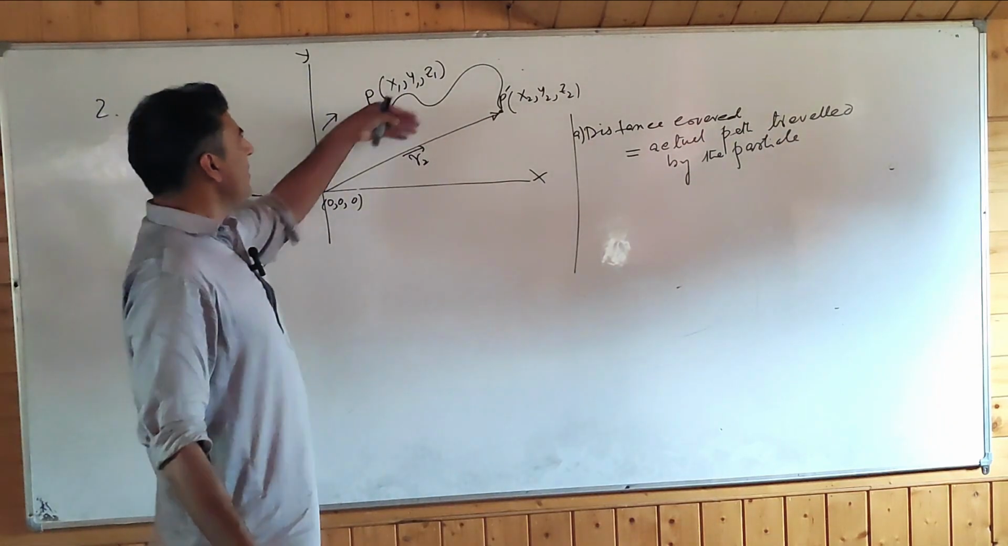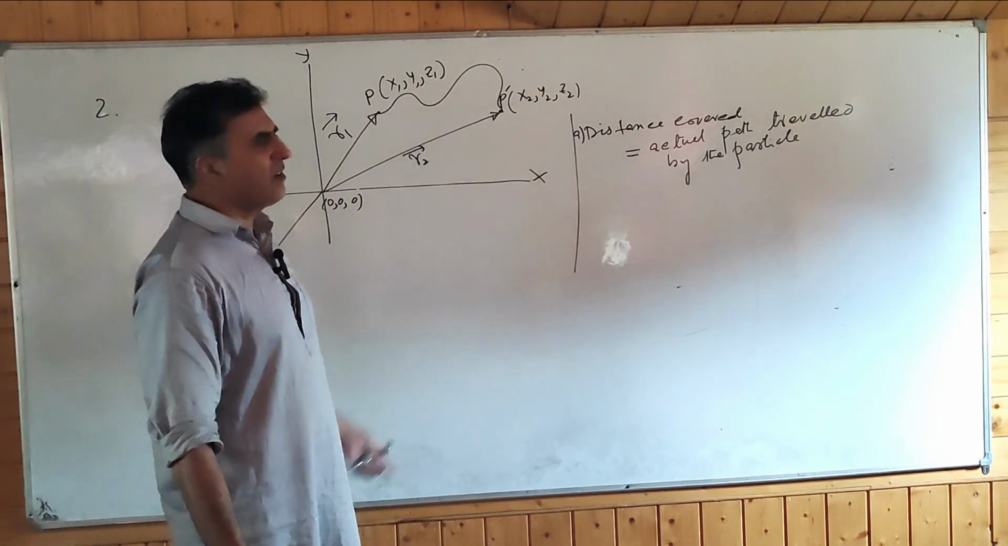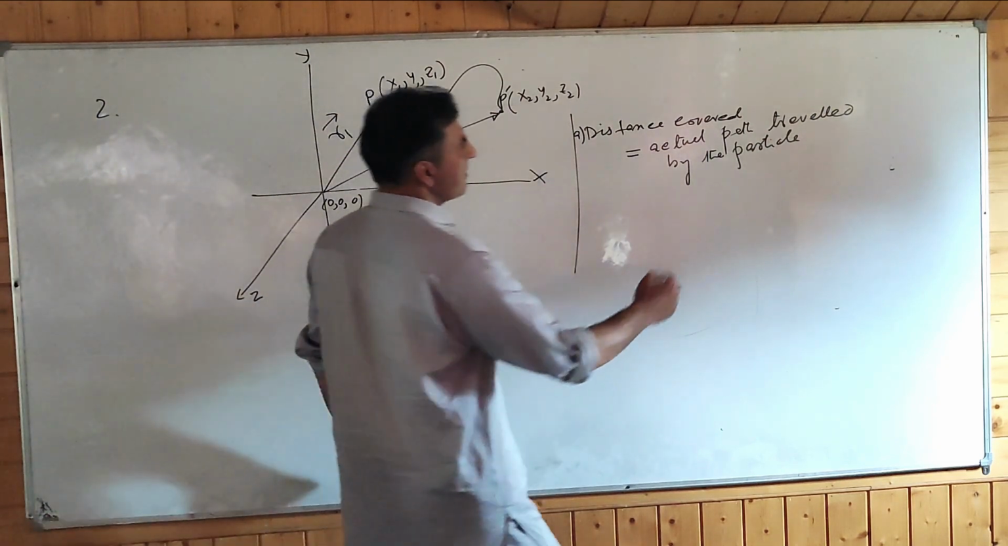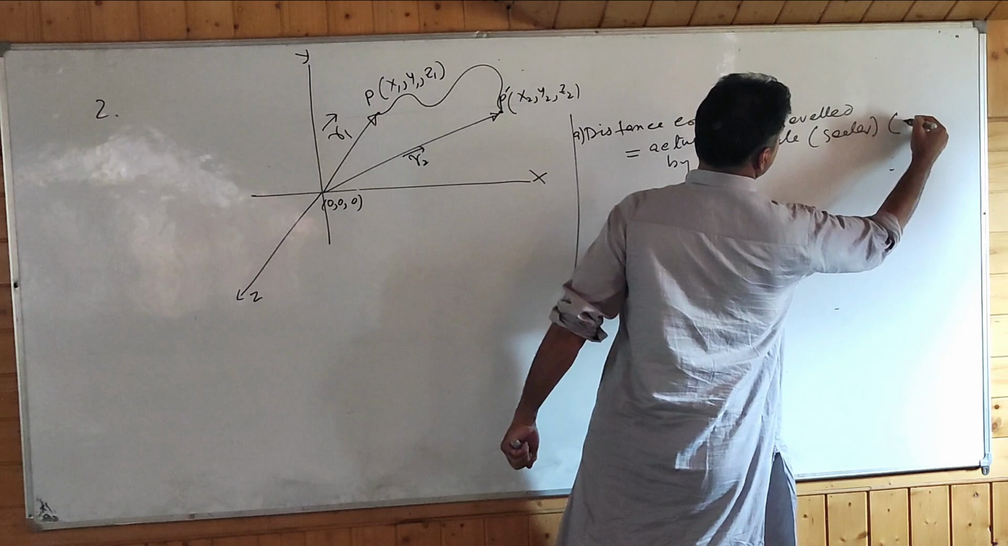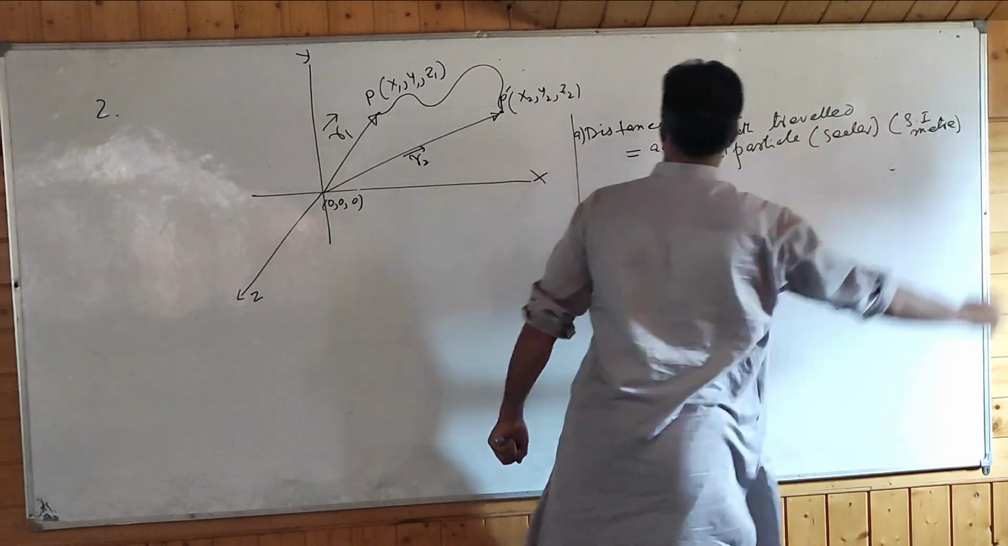और ये जो actual path है, it is simply distance, a scalar quantity. It is a scalar quantity, and इसका जो unit है, that is meters. SI unit is meter. Okay.